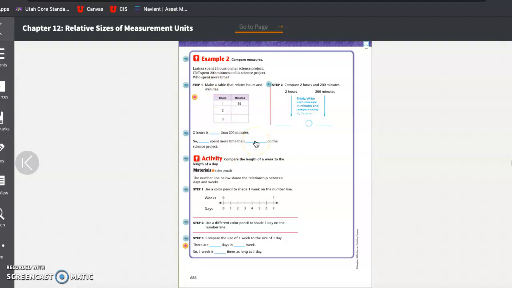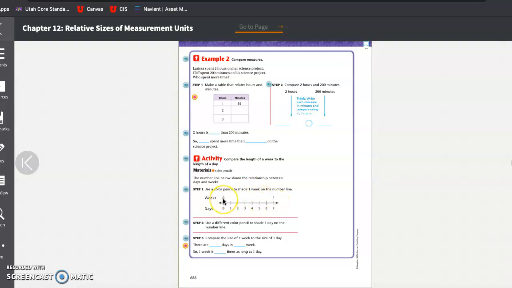Okay, so we've looked at using the clock, we've looked at using a table. Let's look at using a number line. So compare the length of a week to the length of a day. The number line below shows the relationship between days and weeks. If you look on top, it says use a colored pencil to shade 1 week on the number line. If we were to do that, we would shade in all of this top area, right?